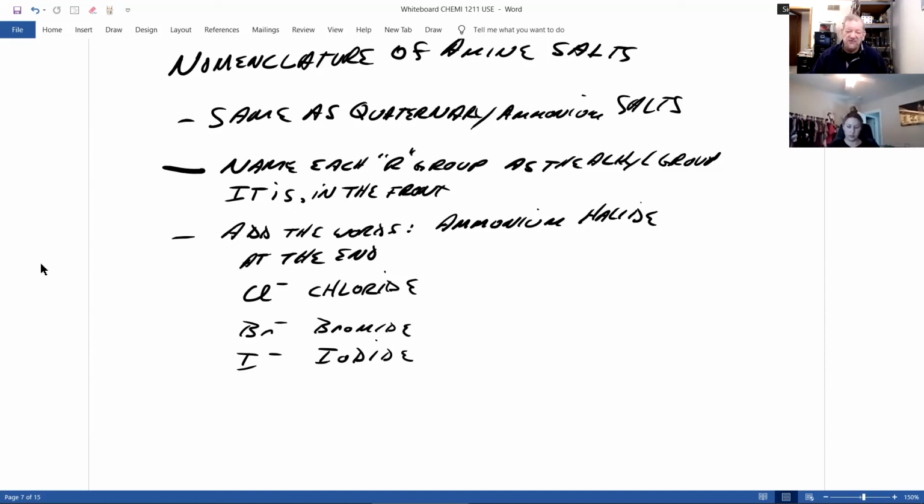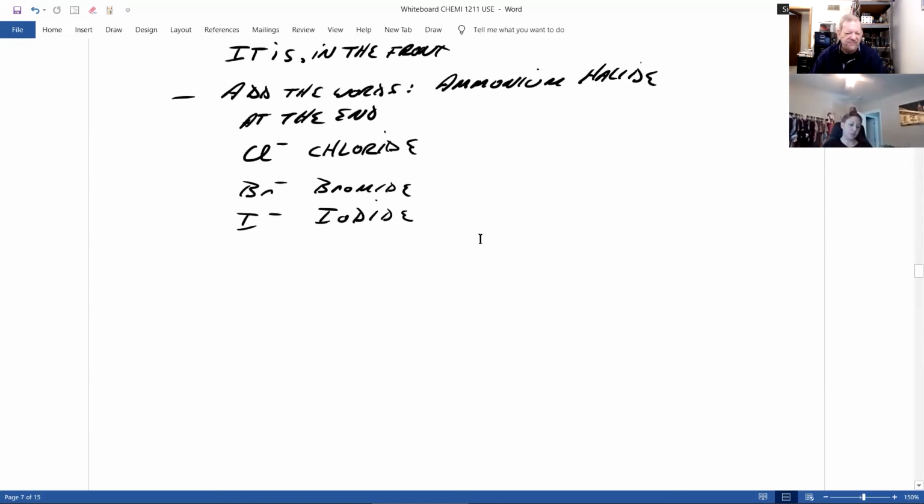Now, a common question students ask me is, well, if you name them the same as quaternary ammonium salts, how do you know the difference? Well, you know the difference because a quaternary ammonium salt always has 4 alkyl groups. That's why it's got the name quaternary from 4. Amine salts never have 4 alkyl groups. They can have up to 3, but they always have at least 1 hydrogen on the nitrogen. I lost count. Sorry.